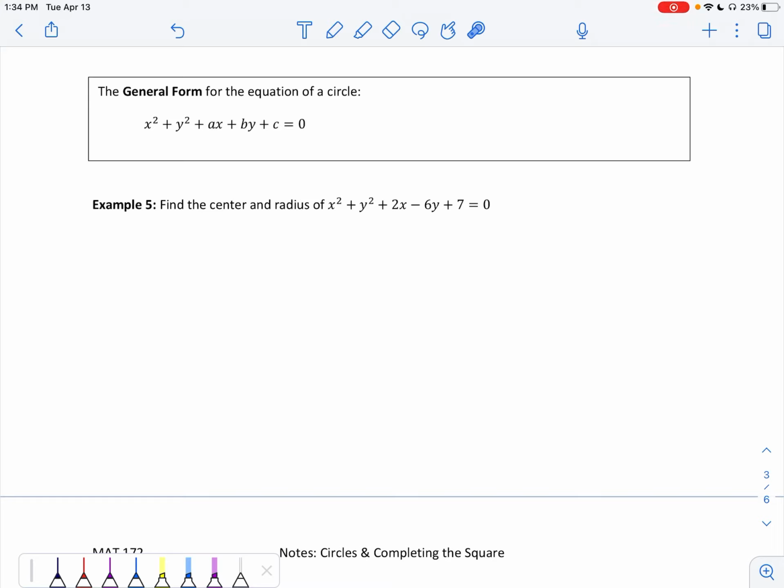So what we're going to do is whenever we have the equation of a circle in general form, our goal is to put it back in standard form. So in order to do that, we are going to use the concept of completing the square that we looked at a little bit earlier.